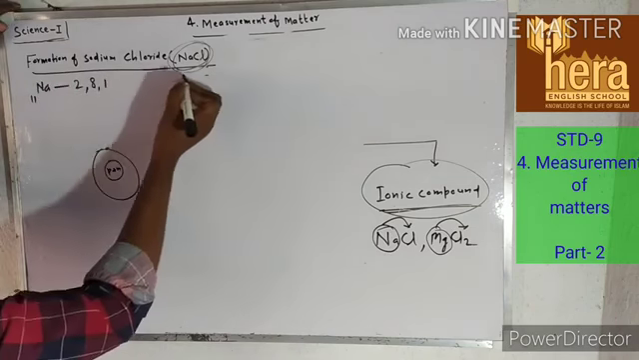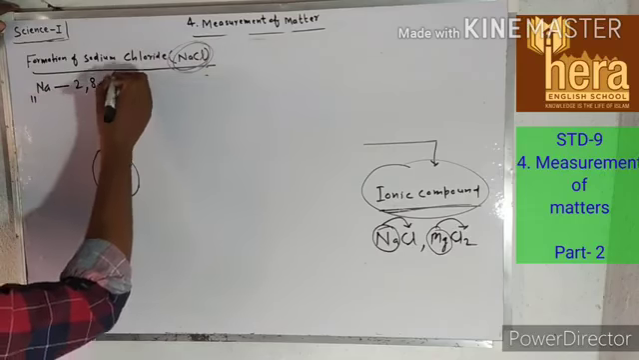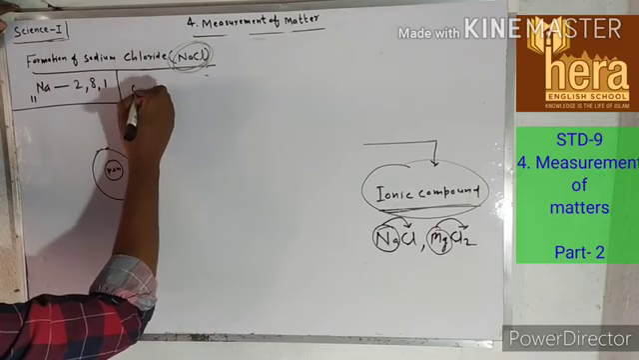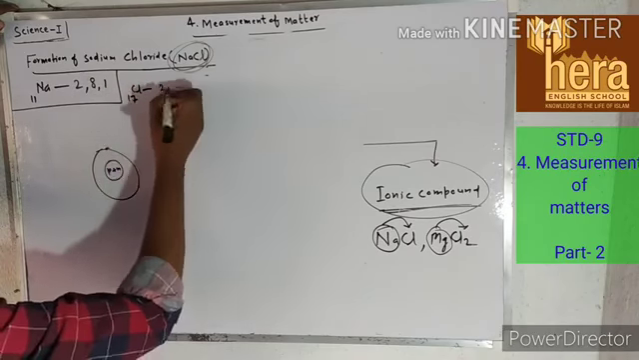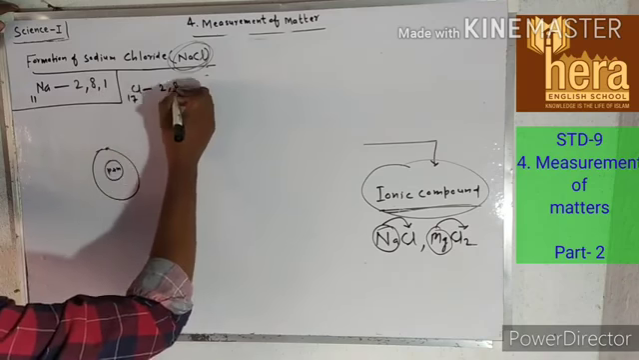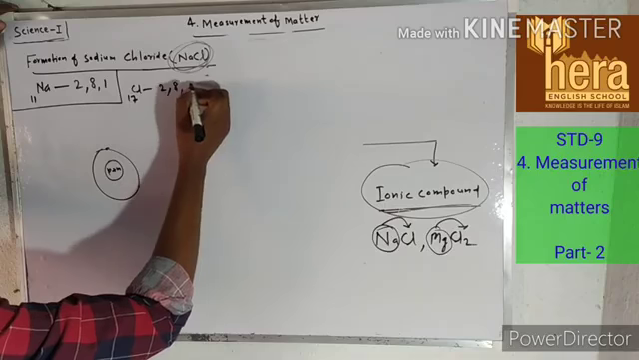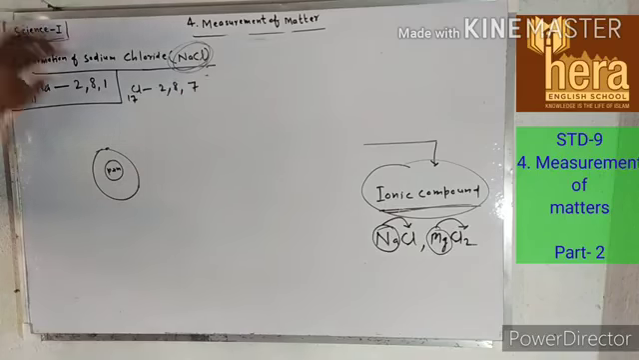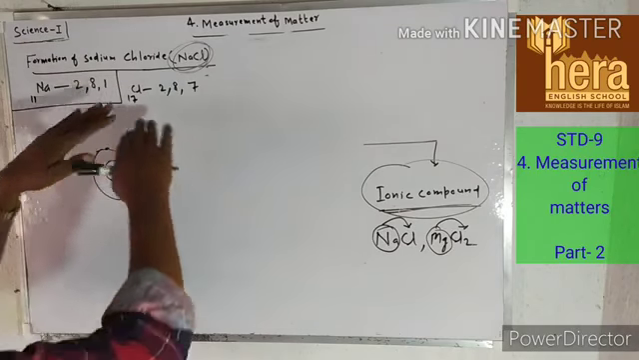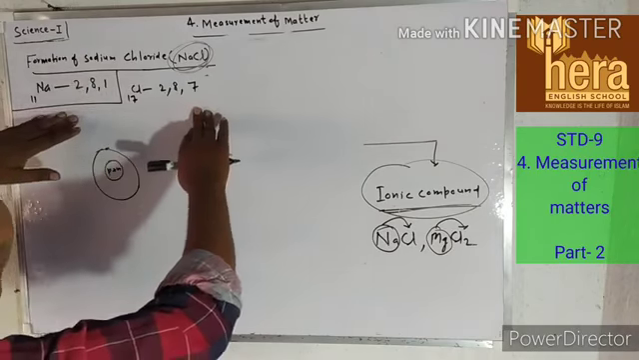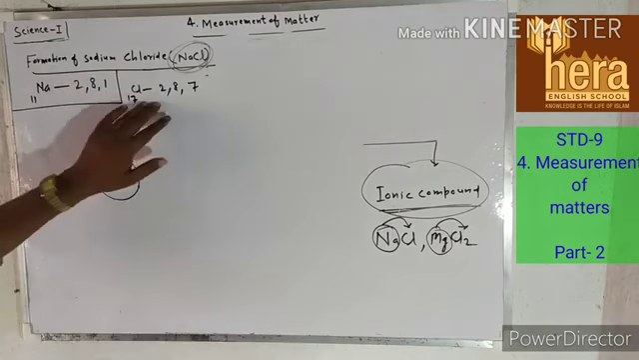Similarly, write the electronic configuration for chlorine atom. So for chlorine, atomic number is 17. So in the first orbit there are 2 electrons. Second orbit 8 electrons. 8 plus 2, 10. And in the last orbit there are total 7 electrons. Next topic, I will explain how to find valency of an element. Okay, so don't worry, sir, I am not getting.